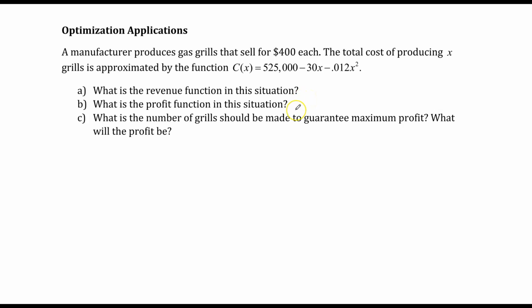What is the profit function in this situation? And find the number of grills that should be made to guarantee maximum profit, and what profit will it be? So letter A, the revenue function is equal to the price, the selling price, times the number of grills sold.